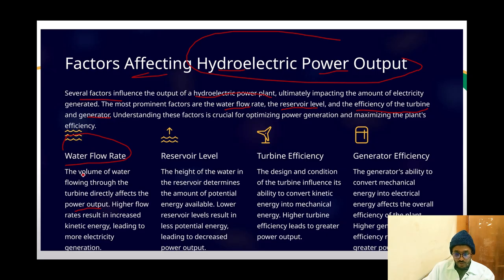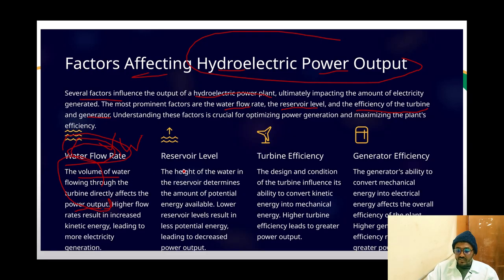We can say the volume of water flowing through the turbine directly affects the power output, the volume. If there is high volume in a small area, in a small diameter of pipe, there's going to be high pressure, so it's going to increase the speed of the turbine. So when the turbine is rotating at high speed, it's going to generate more kilowatts, which pass through the generator. So we can say this one is the water flow.